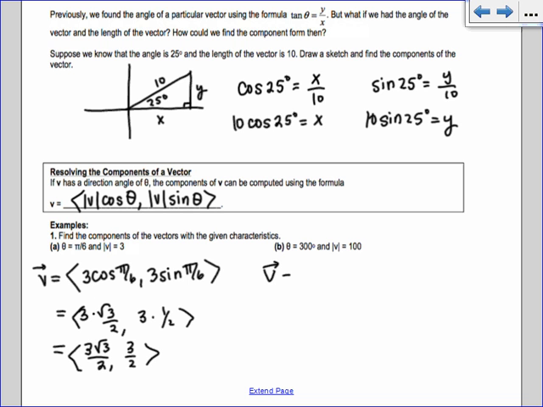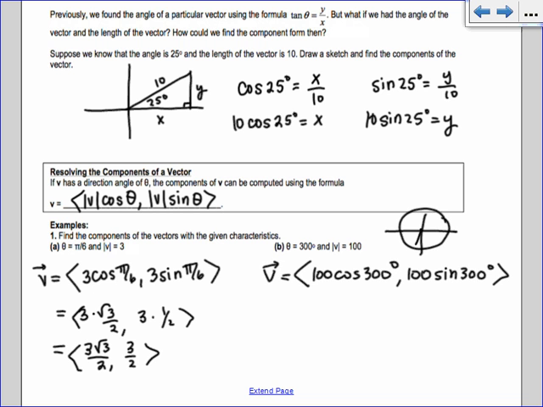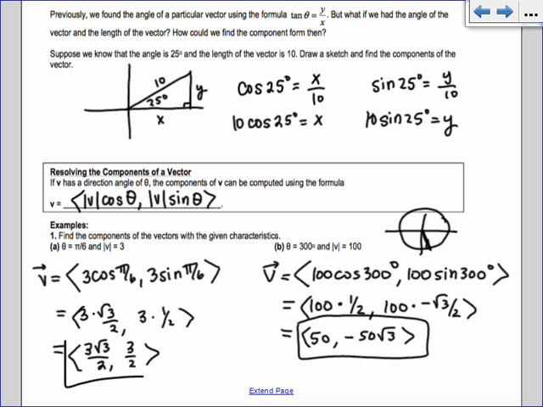Okay, so the next one, its components can be found by 100 cosine of 300, 100 sine of 300. If you talk about 300 degrees, oops, wrong place. 300 degrees is here, 60 degrees away, right? So we're going to say it's 100 times 1/2, and then 100 times negative root 3 over 2. So we get 50 comma negative 50 root 3. Okay, and those are my two answers. So pretty easy finding the component forms.